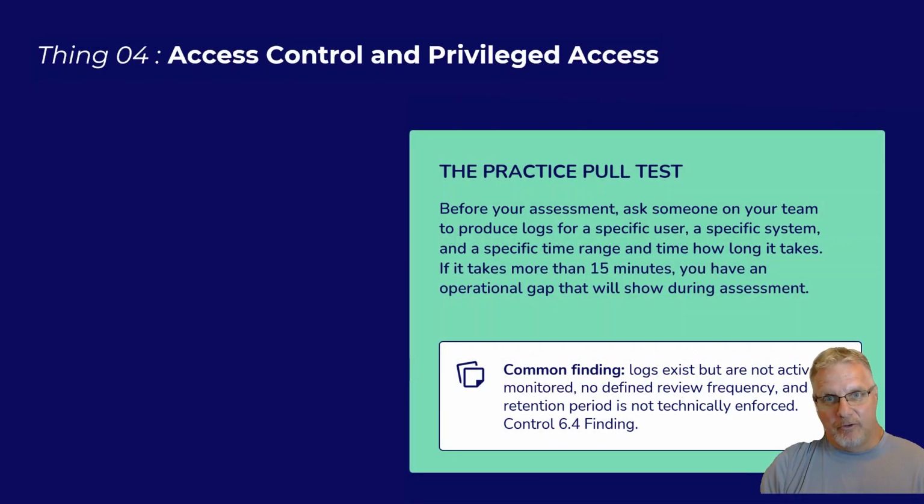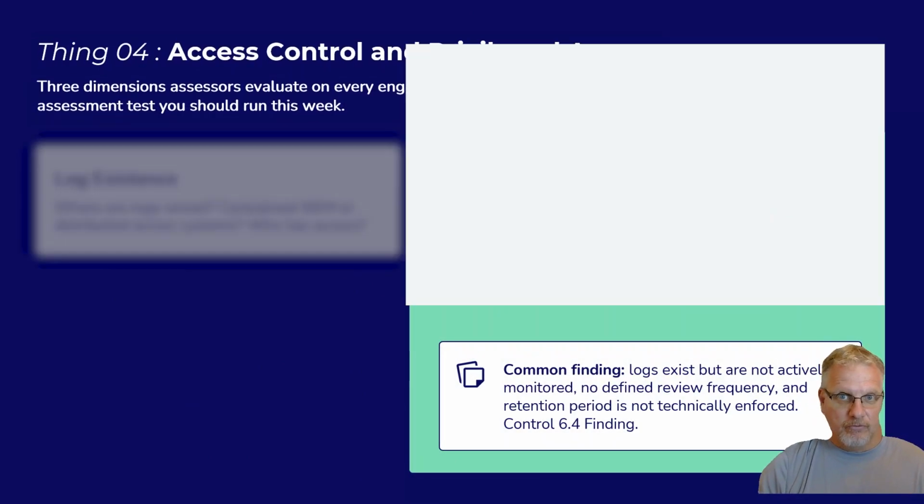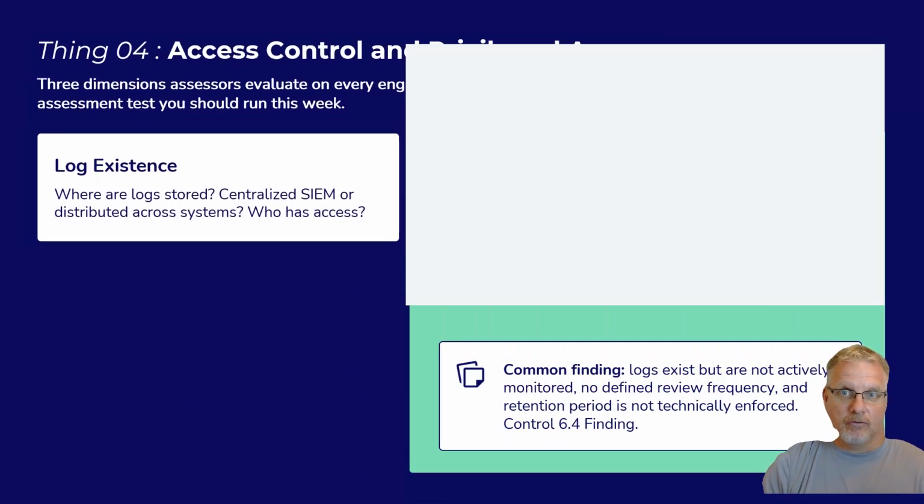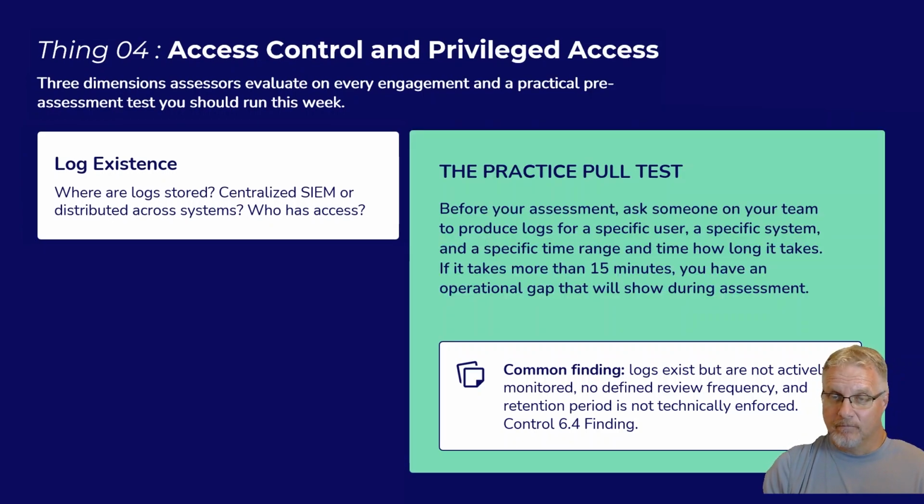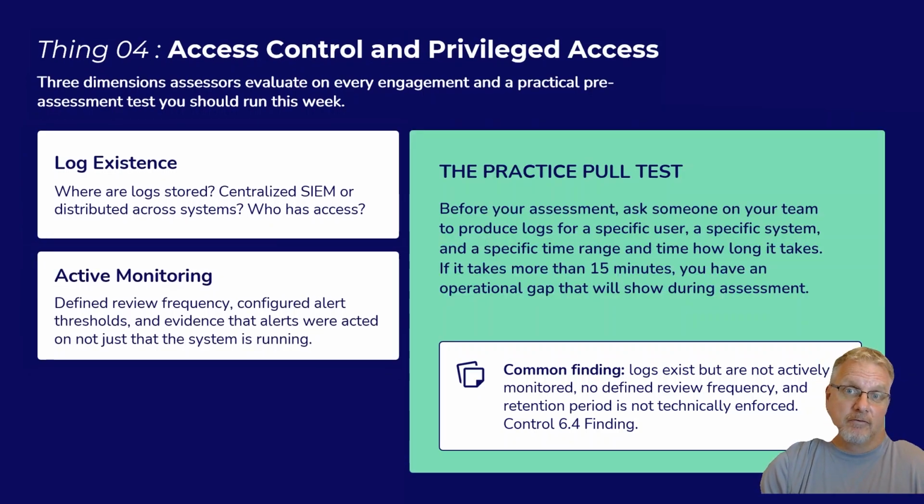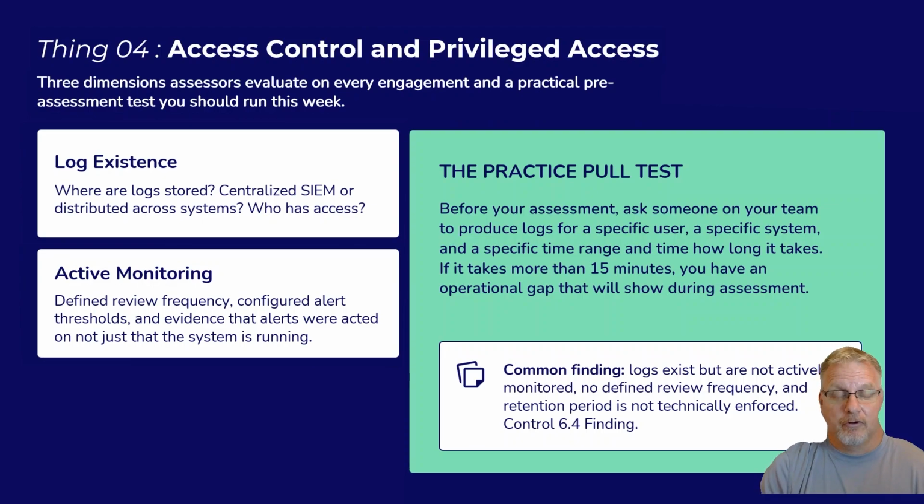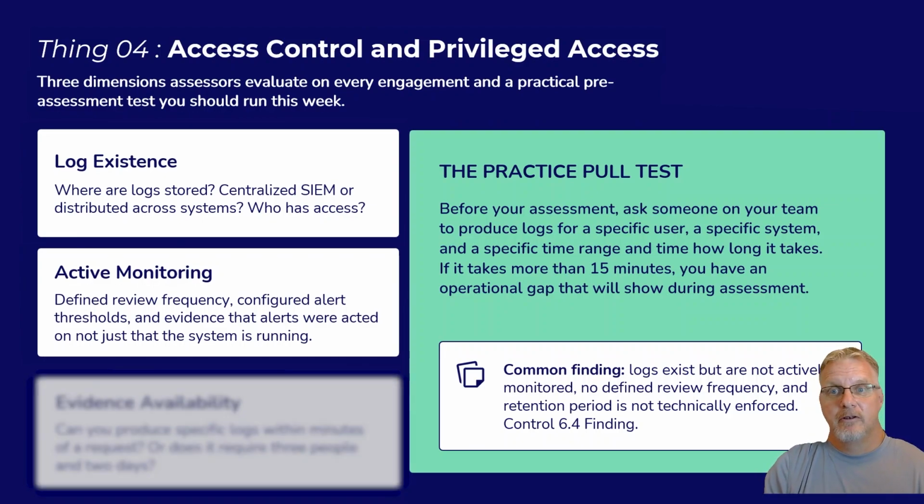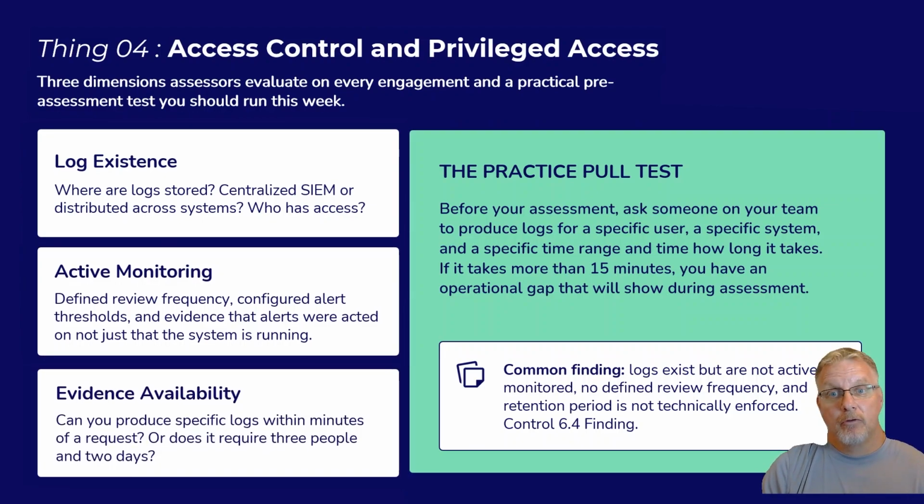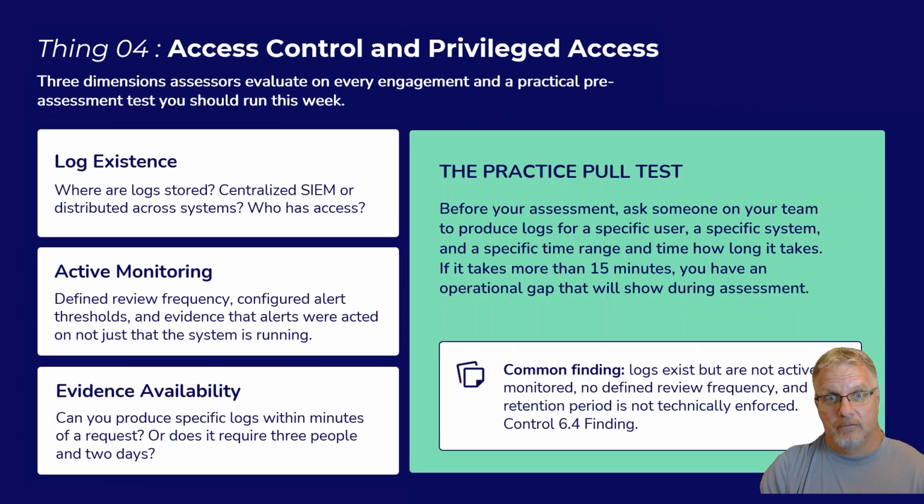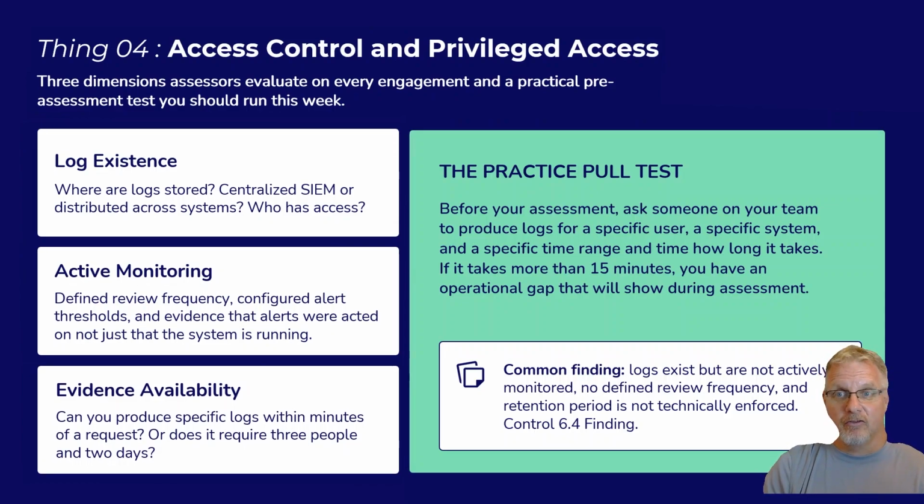So logging gets evaluated across 3 dimensions. First, where are the logs stored? Centralized SIEM or distributed? Second, is there active monitoring? Defined review frequency, configured alert thresholds, with evidence that alerts were actioned, not just that the system is running. Third, can you produce specific logs quickly? The most common finding here is that logs exist but aren't actively monitored. There's no defined review frequency, and retention isn't enforced.